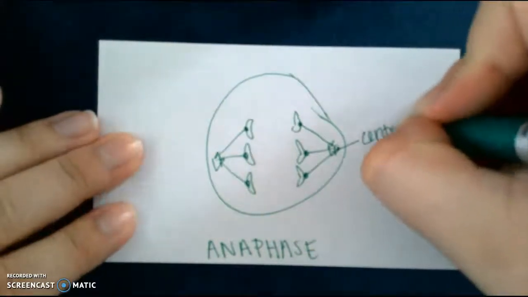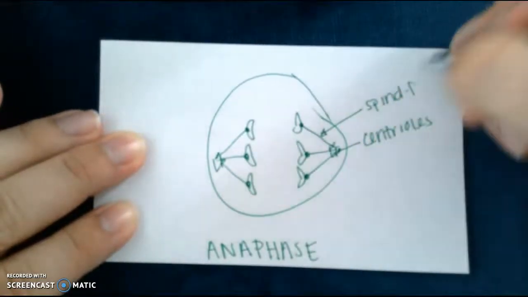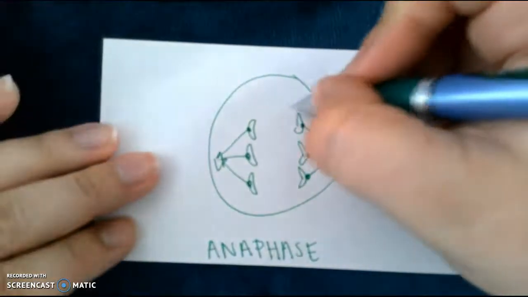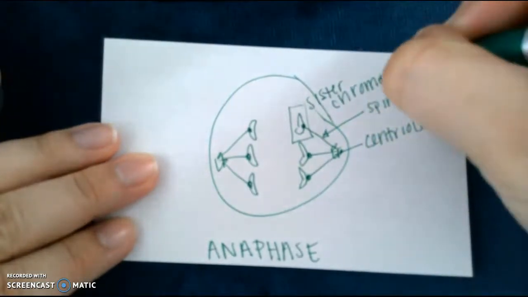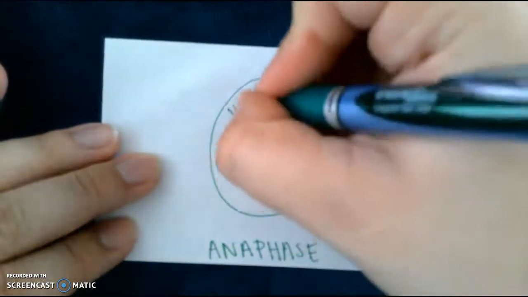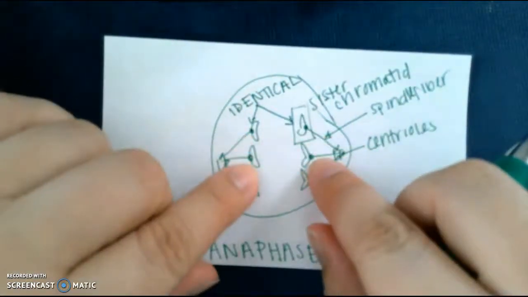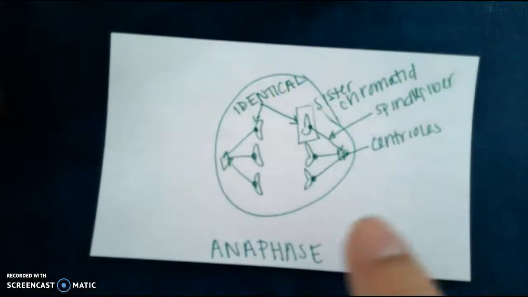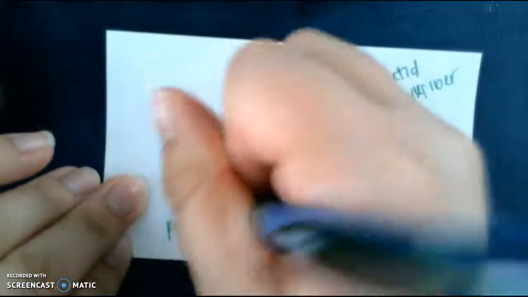So let's label centrioles, spindle fibers, and this is a sister chromatid. And just how we mentioned in the prophase note card, this is identical to this. So these are identical. These are identical, these are identical. So then when this eventually splits in two, this side is identical to this side. Mitosis. Okay. So here, anaphase, we can think A for away.